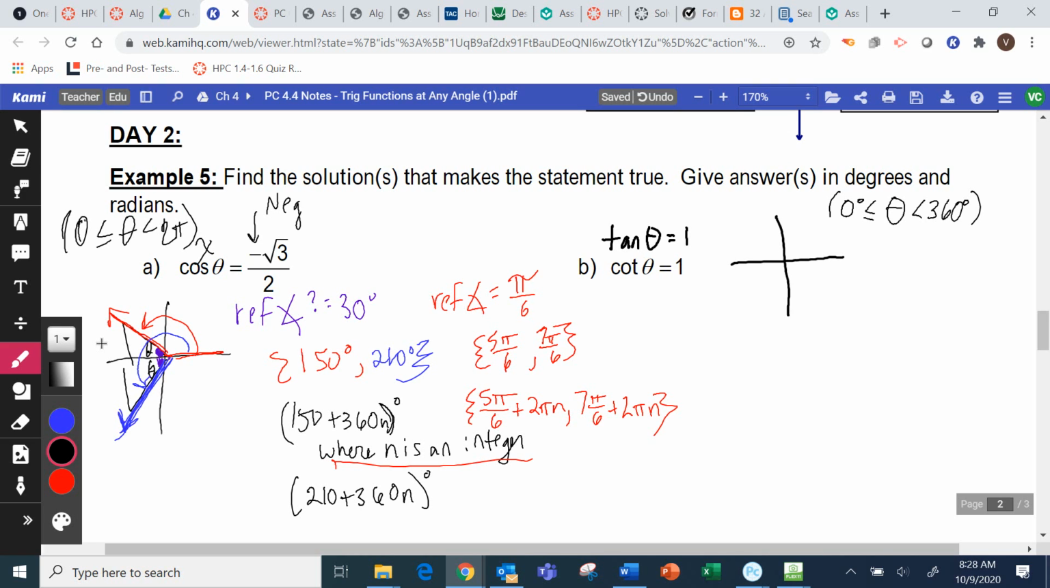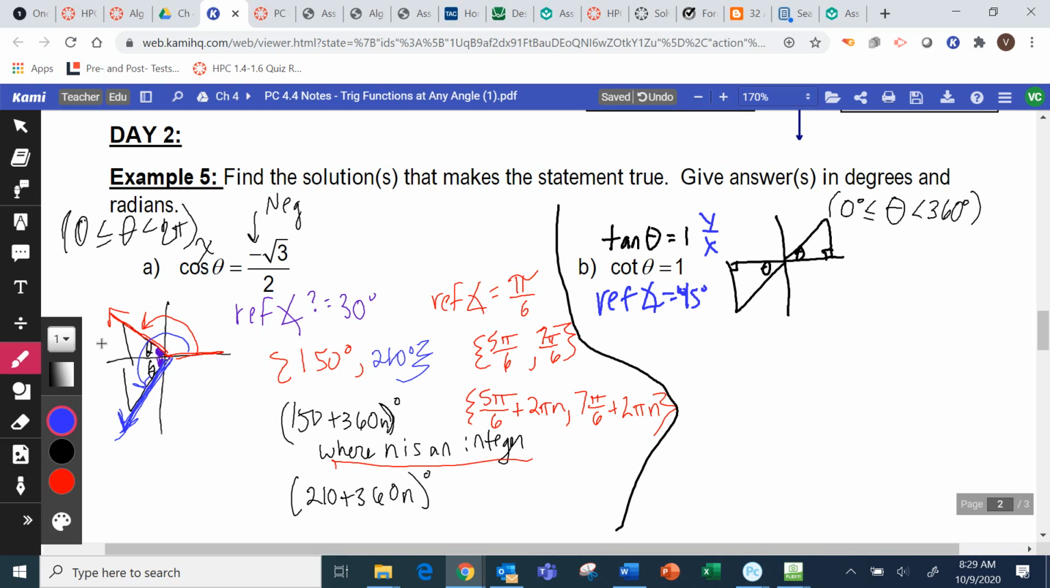Quadrants 1 and 3. So I'm going to put a terminal side in 1, my little theta is going to be down there, and one in 3. That looks like a little bow tie. So now I need to figure out the reference angle. If y over x is 1, that tells me something about both y and x: they're the same. What possible triangle can I have where they are the same? 45. Okay, I got my reference angle. It's got to be 45 degrees.